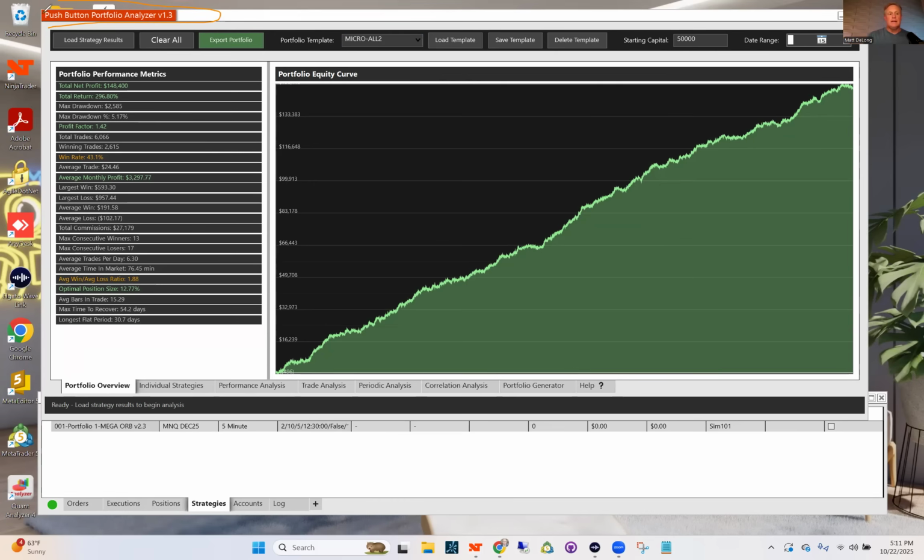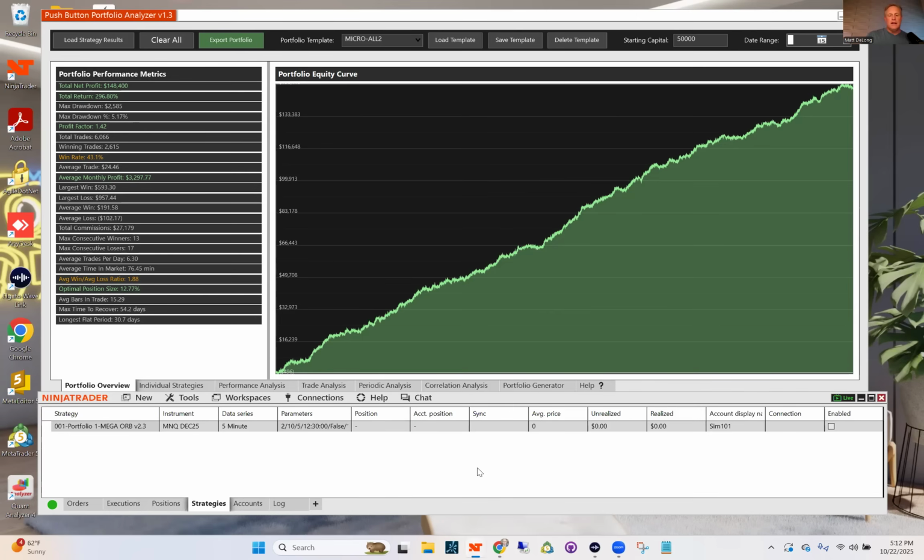So they're all inside NinjaTrader. Push button, now we're looking at the portfolio analyzer. Previously we were looking at the portfolio builder. Now we're looking at the portfolio analyzer. And previously, we would teach people how to use a free third-party tool to look at all this, but we're like, you know what, let's just build it in-house and use it all native inside of NinjaTrader, okay?